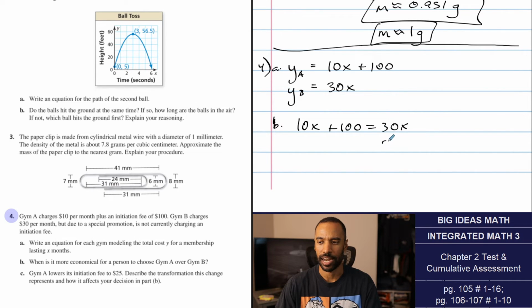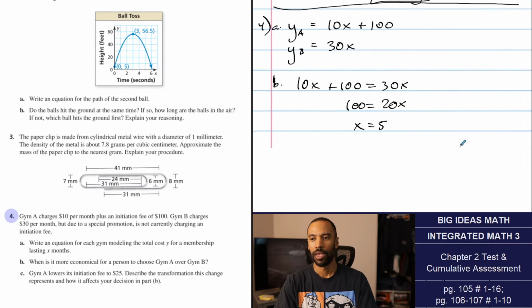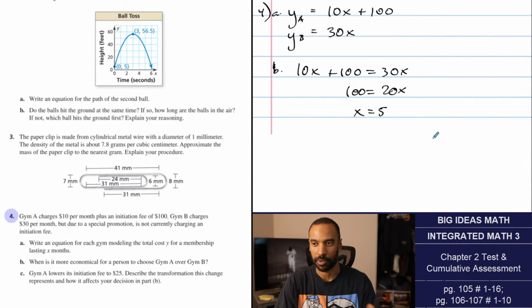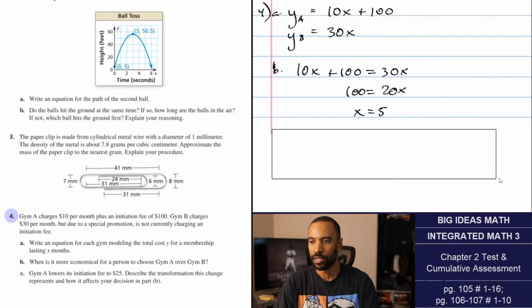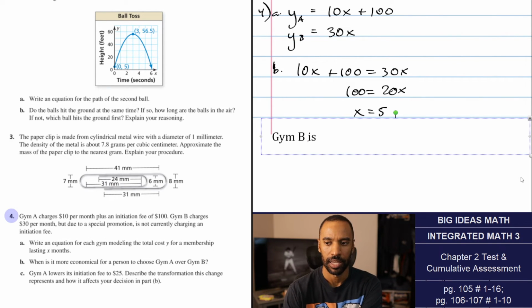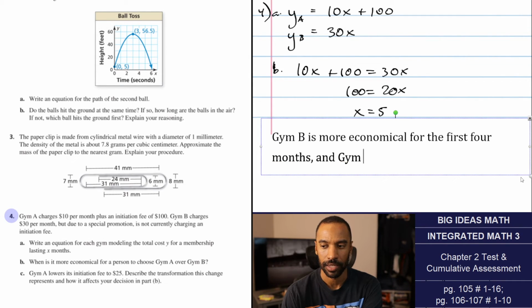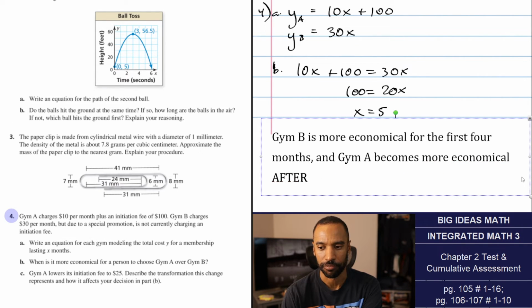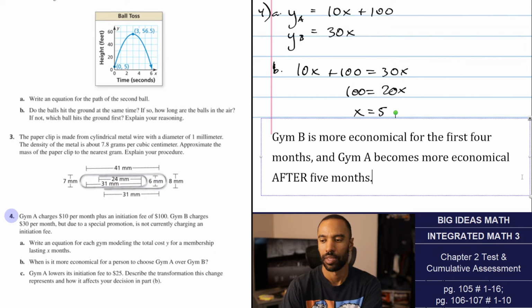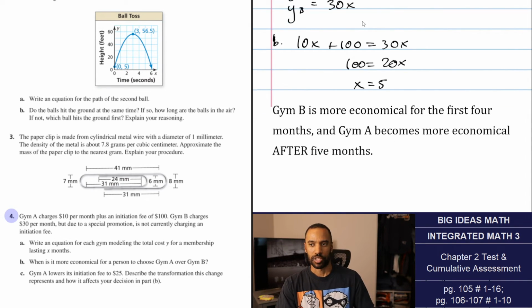So subtract 10x, you get 20x equals 100, and you get x equals 5. So 5 months in, you get a tie in terms of membership cost. So Gym B is more economical for the first 4 months, and Gym A becomes more economical after 5 months. Because at 5 months, they're the same.